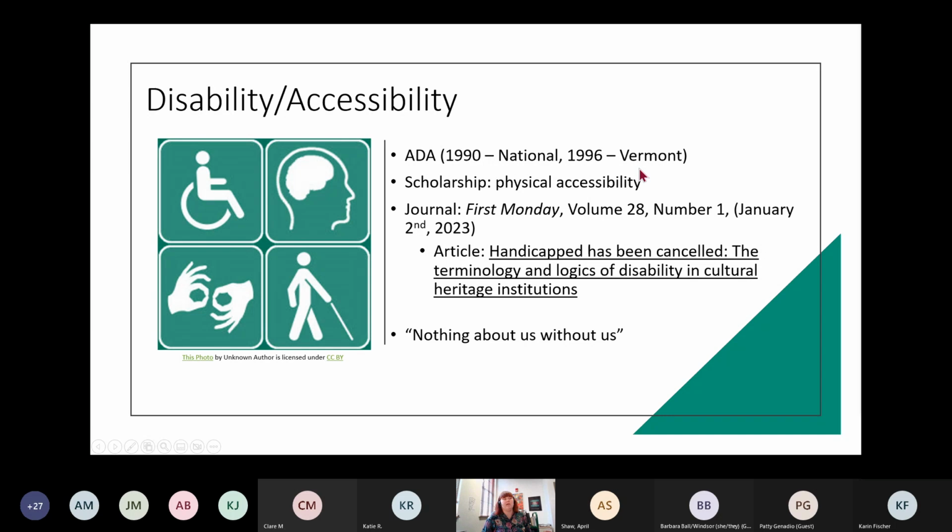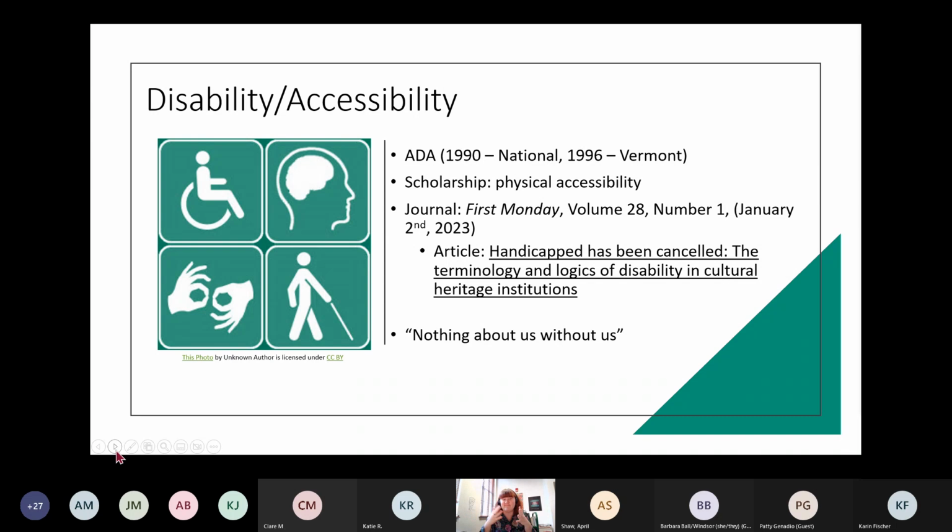But, you know, the ADA was passed in 1990 on a national level. In Vermont, it was written into our law in 1996. And it really comes down to how physically accessible scholarship can be. And it's really guided by this movement of nothing about us without us. So once again, asking that question of whose authority is it that's making these terminologies that we use and then disseminate and perpetuate? Who's at the table to make that decision? What life experience do they have? So that's a very interesting article that is, you know, from January of this year.